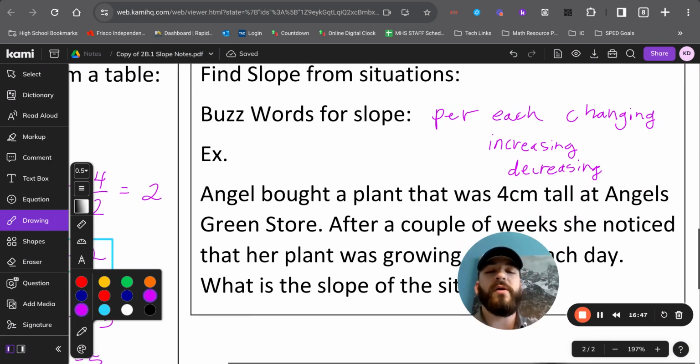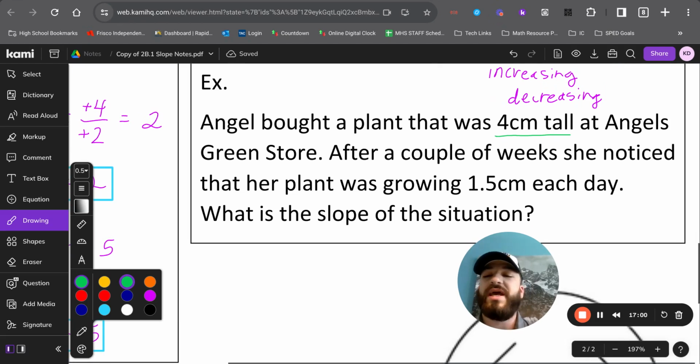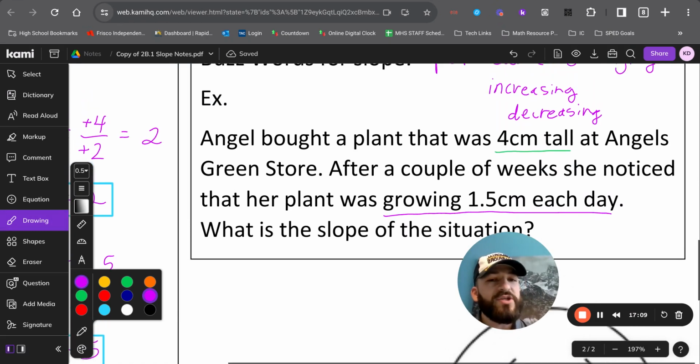So let's look at our problem. Angel bought a plant that was 4 centimeters tall. So I think that 4 centimeters tall could be important. At Angel's green store, after a couple of weeks, she noticed that her plant was growing 1.5 centimeters each day. So I think this growing might be important, and then of course the 1.5 centimeters each day. What is the slope of this situation?